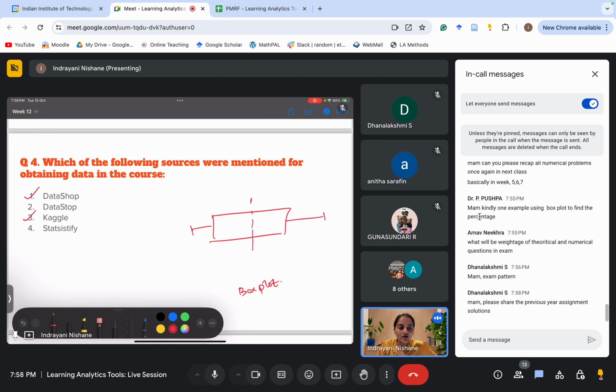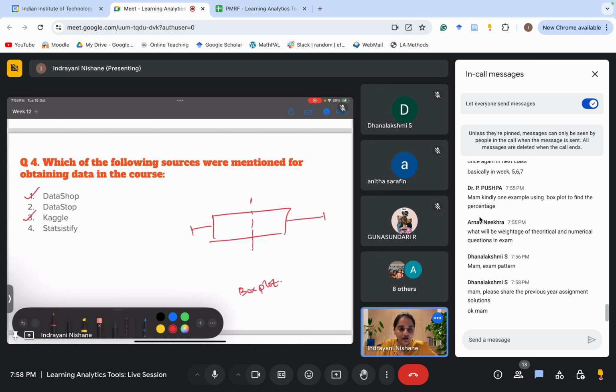So this is how the box plot... Dhanalakshmi ma'am, I share, please go to the pinned comment which is first in the meeting chat. That has previous year's assignment solutions, the link to the PDFs which I use in every session, and my marked PDF with correct answers and everything. You will find this on the Excel sheet which I have shared in the chat box.